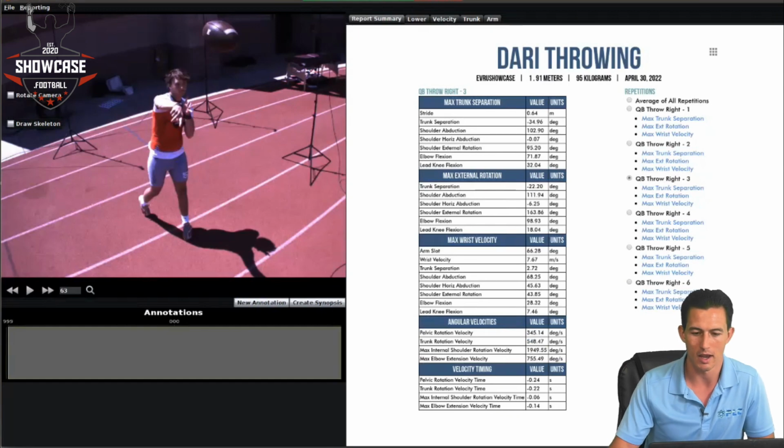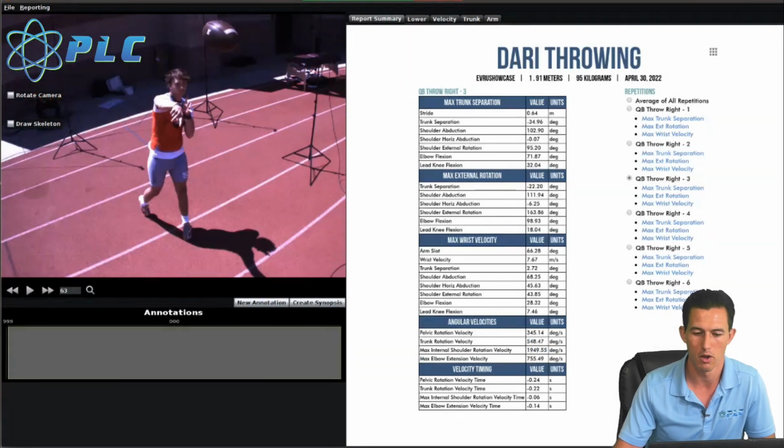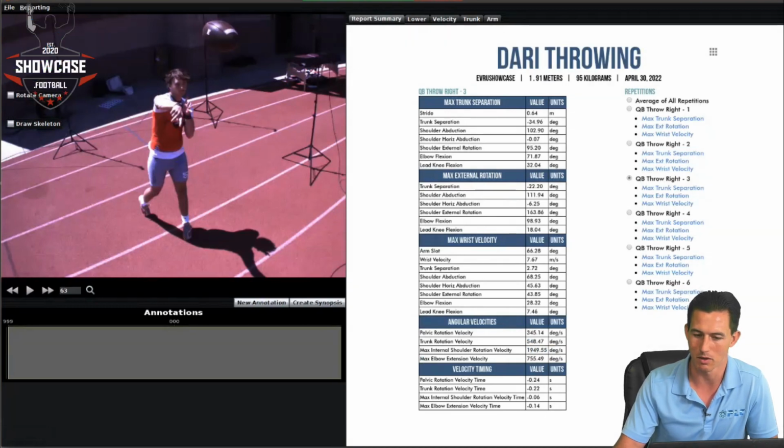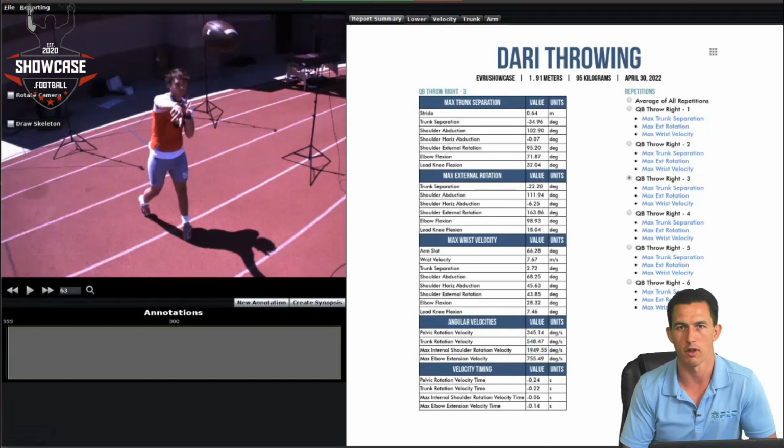So the more internal rotation velocity that you have, the better your chances of being able to generate a lot of force on the throw, right? The more extension velocity that you have in alignment with the internal rotation velocity, the more speed you're getting within the arm.